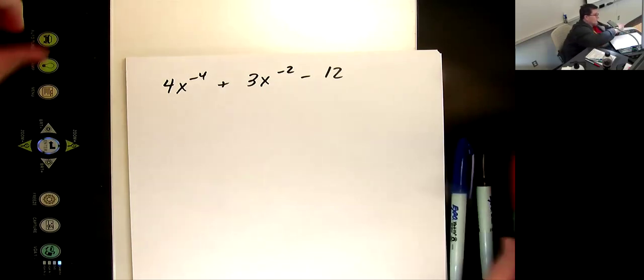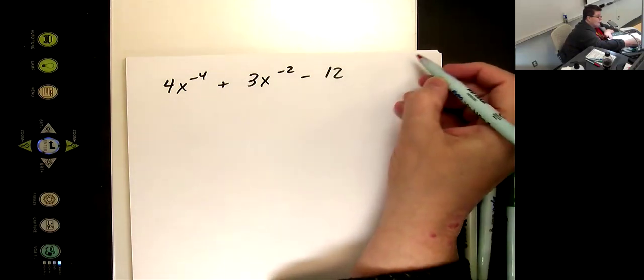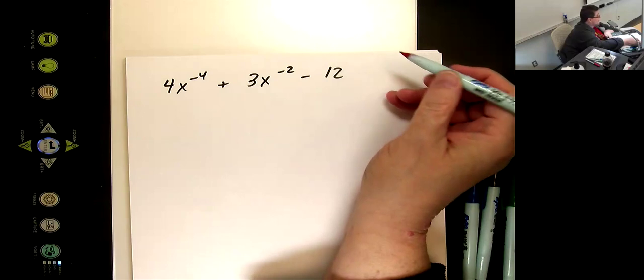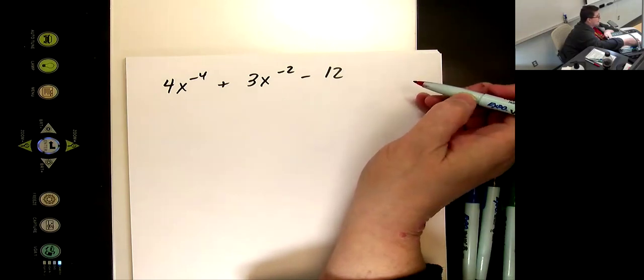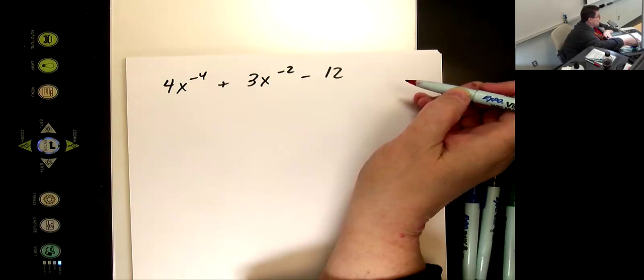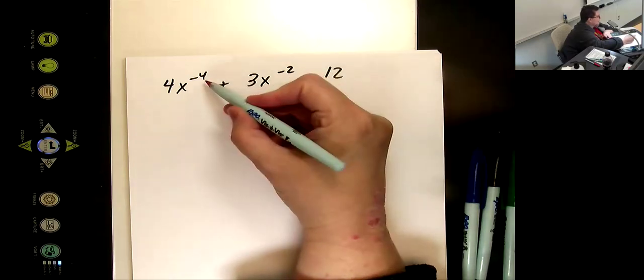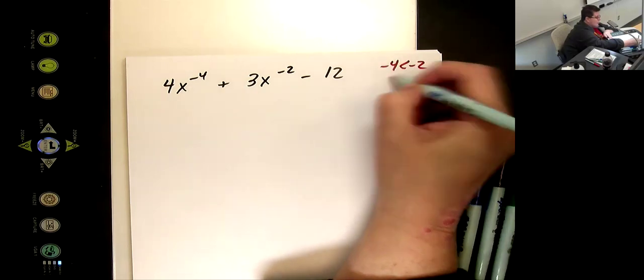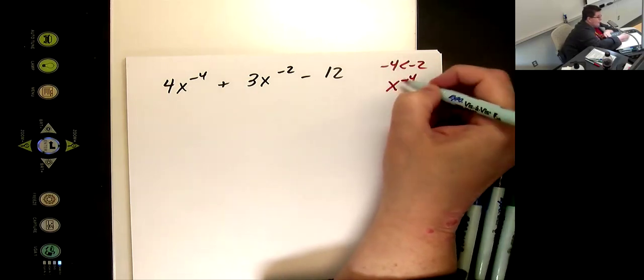What's the lowest exponent here? Negative 3, x is negative 2. That is not the lowest. Would you rather owe me $2 or would you rather owe me $4? 2. Why? Because it's a little bit higher, you get to keep a little bit more. Negative 4 is lower than negative 2. So x to the negative 4 is the lowest term.